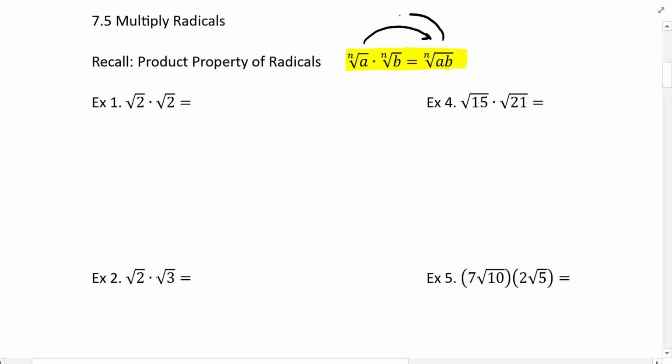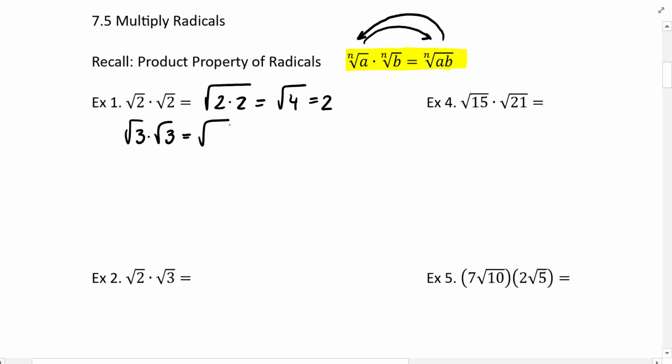Or if you have one long radical, you can separate it into more radicals, as long as you have multiplication between the terms. So, example 1, it's square root of 2 times square root of 2. Based on the formula, it's square root of 2 times 2, which is square root of 4, which is 2. The same way, square root of 3 times square root of 3 is square root of 9, which is 3. Square root of 5 times square root of 5 is square root of 25, which is 5. Square root of 4 times square root of 4 is square root of 16, which is 4, and so on.